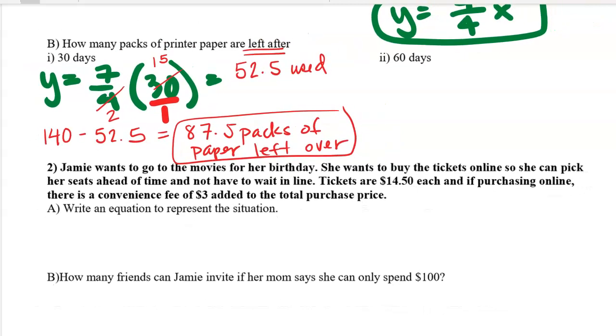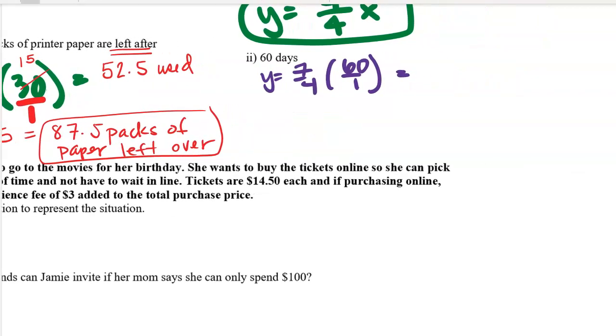What did you do? I did y equals 7 over 4 times 60 over 1. And then what did that come out? Well, if you simplify the 4 and 60, you get 1 for the denominator on the first one, and then 15 on the top. So you get 105 over 1. So it's kind of like 105.